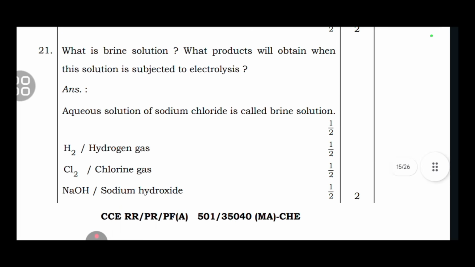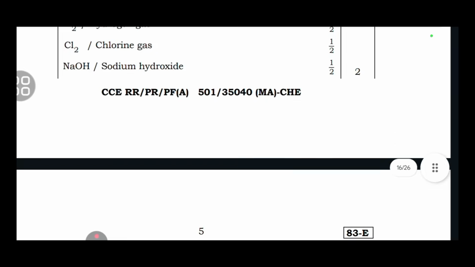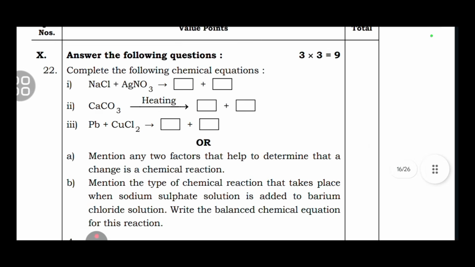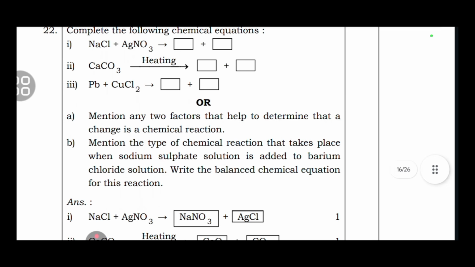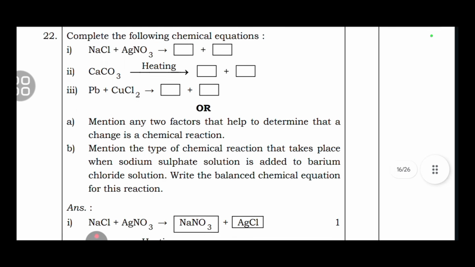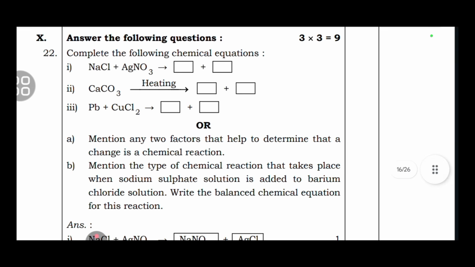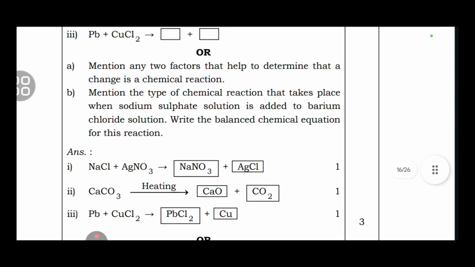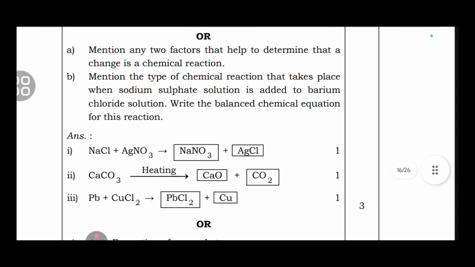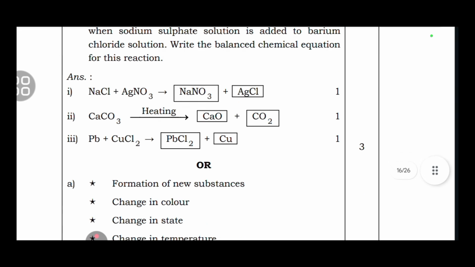What is brine solution? What product will be obtained when the solution is subjected to electrolysis? These are the answers. You can go on reading these answers, and I will be scrolling now. Complete the following chemical reaction. This is also asked from chemical reactions and equations, or any chapter related to acids, bases, and salts. You should be thorough with all the textbook examples, exemplars, and all the questions asked in the textbook.